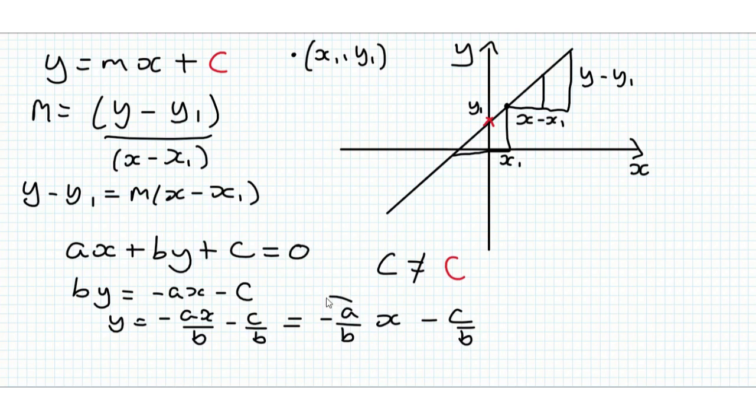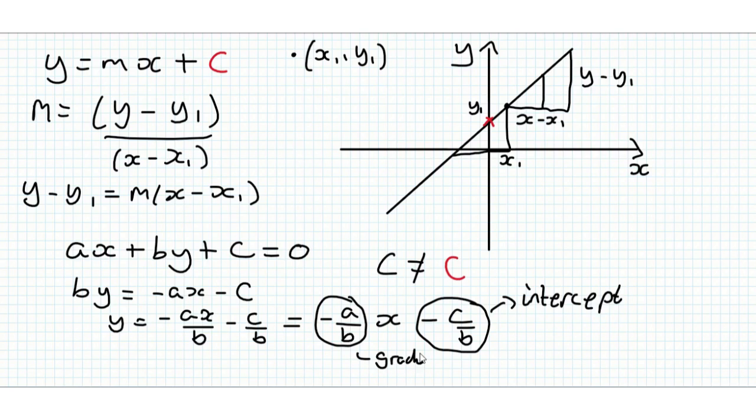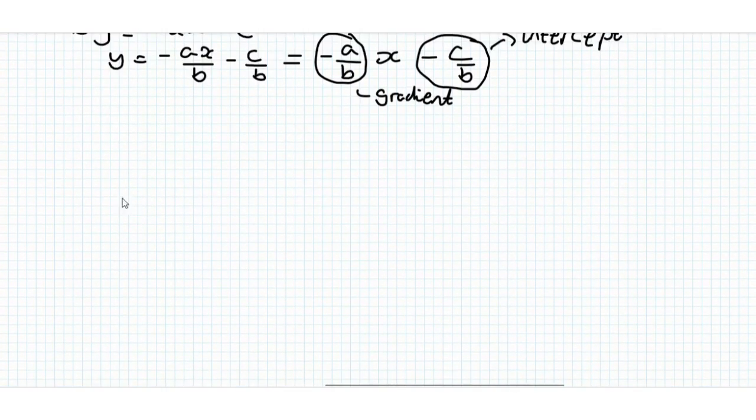So here we have a constant in front of the x and a constant at the end. So this is our intercept, this is our gradient. So as you can see, if you get an equation in the form ax plus by plus c equals 0, where a, b and c are constants, you know this represents a straight line now, because we've rearranged this into a more conventional straight line form. And the same if you're given an equation like this. So let's just do an example of each.